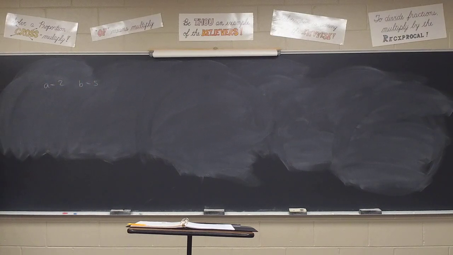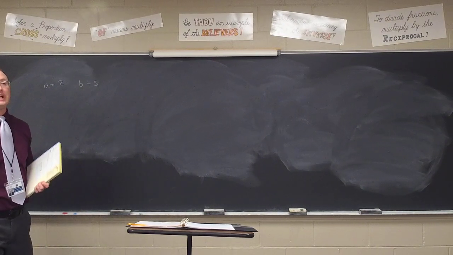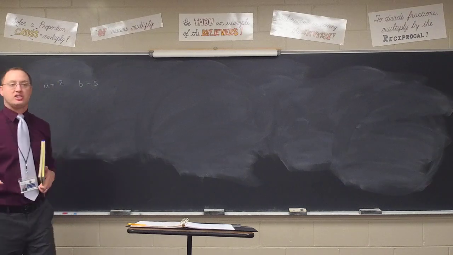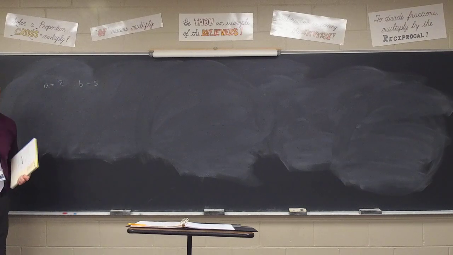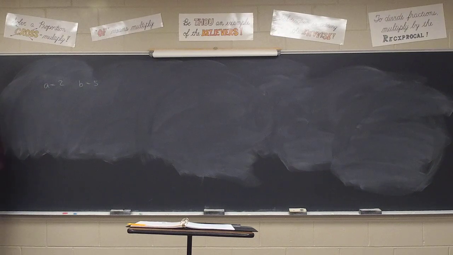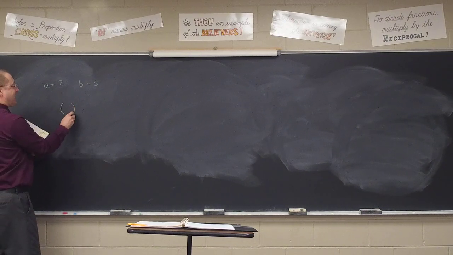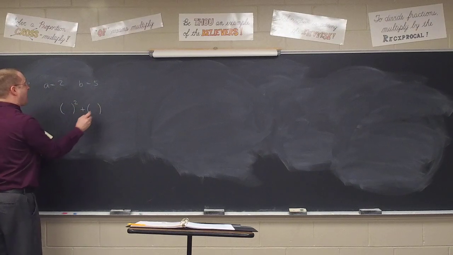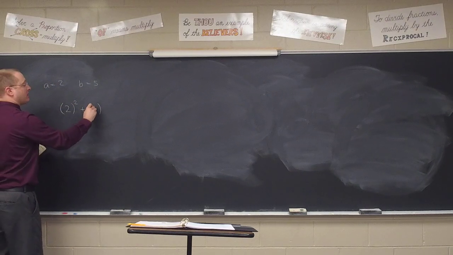What this means, class, is everywhere I see the letter A, I plug in 2. And everywhere I see a B, I plug in 5. And then I do exactly what the problem tells me to do using order of operations. So really, this is order of operations practice. We just have to go and plug a number in for something. And I told you when you plug it in, put the number in parentheses. So when it says A squared plus B, I'm going to make it a 2 squared plus 5.